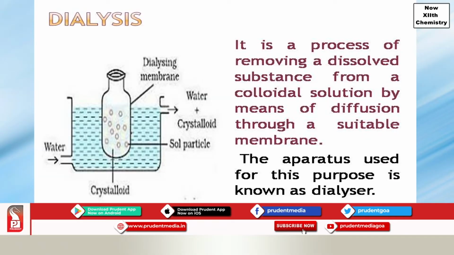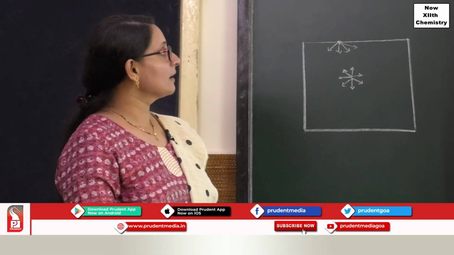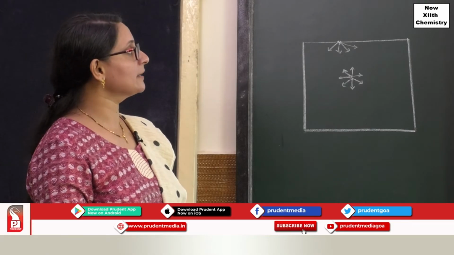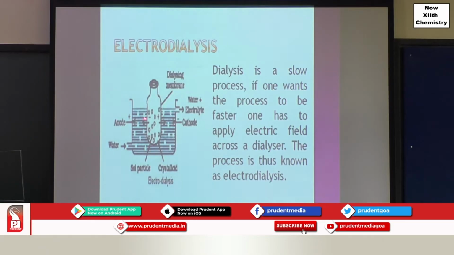The process of dialysis that we have seen in the previous slide is quite slow, and therefore, some modification is made in the case of dialysis. What is the modification which is made here? Yes, electrodes are connected in the dialyzer. So, an external electric field is applied. When the external electric field is applied to a dialyzer, the process becomes electrodialysis.